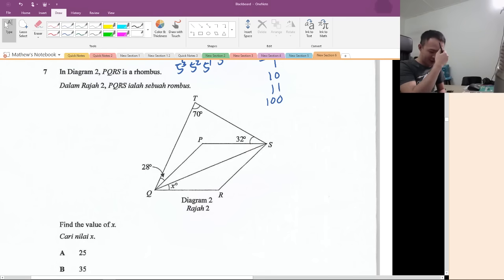Okay, so about these questions, since this is a rhombus, all 4 of the lines are the same length.